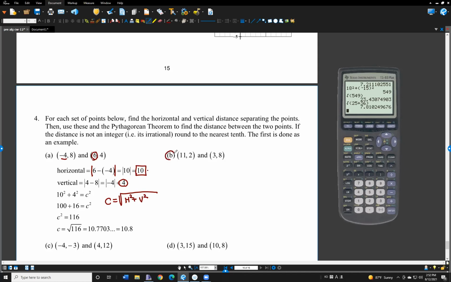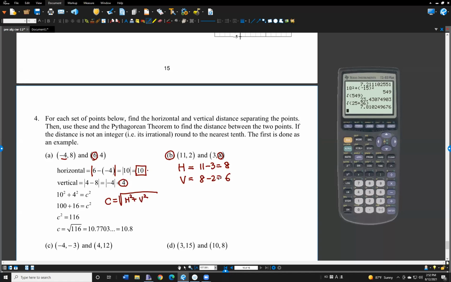Now we're going to try number B over here, right? What is the horizontal length? 11 minus 3 or 3 minus 11, it doesn't matter. Big one minus small is better. 11 minus 3, we don't need the absolute value anymore. 8. That is the length of the horizontal. Okay, all right. Now the vertical length. Which is big? This is big. 8 minus 2 is 6. That is the vertical length.